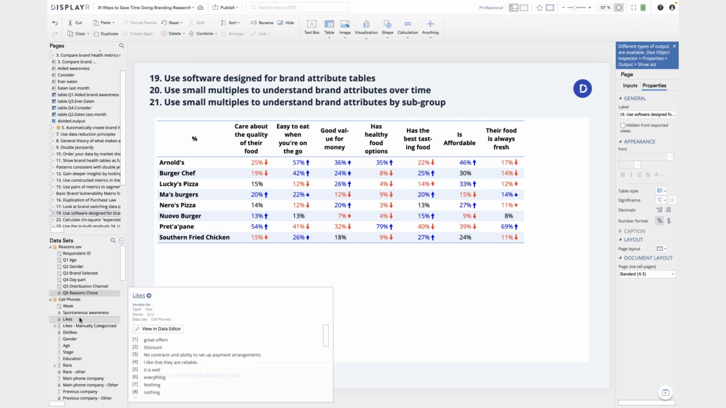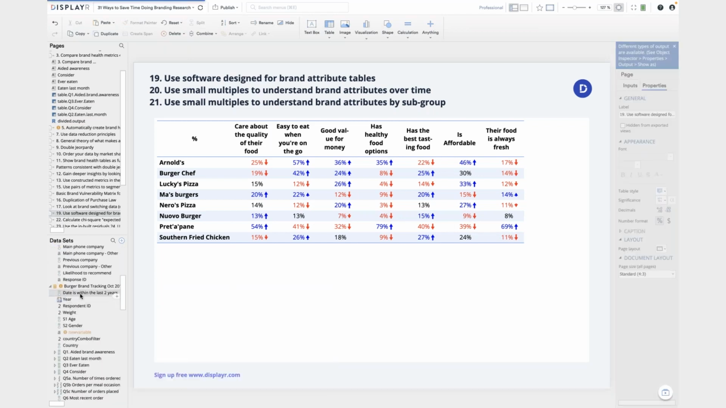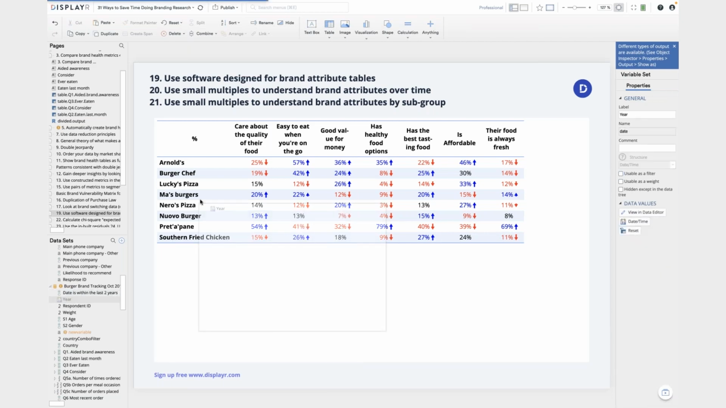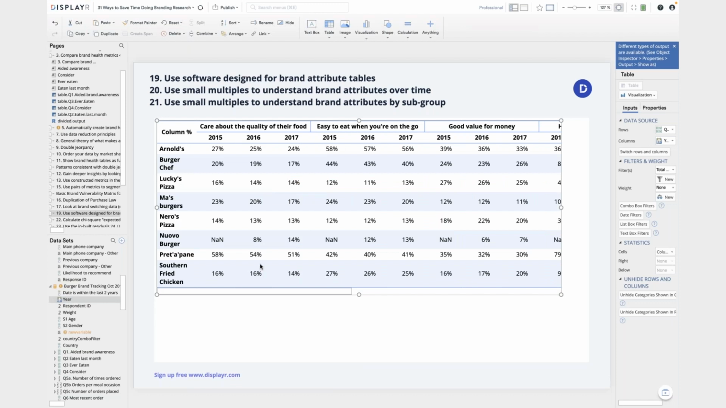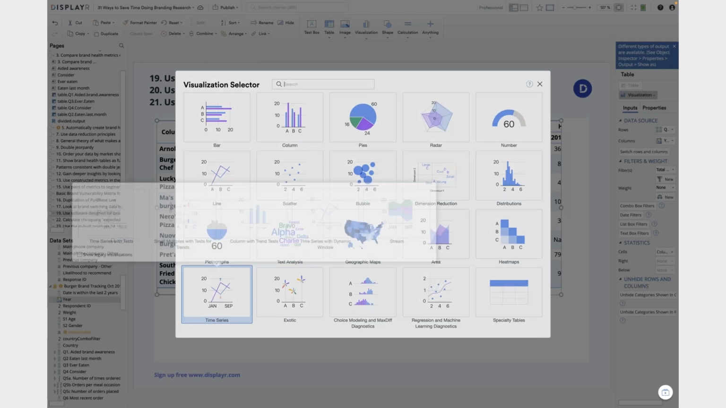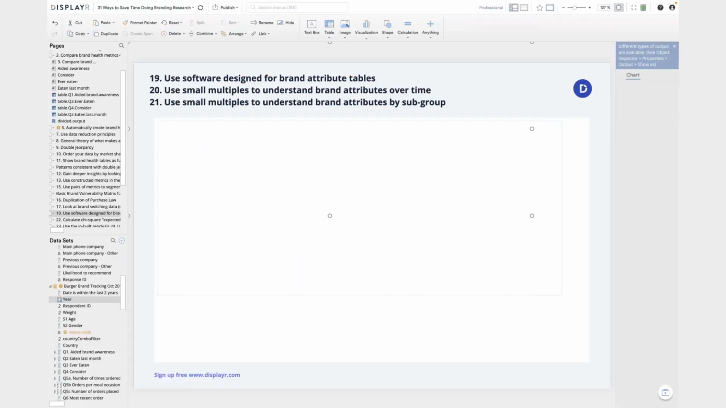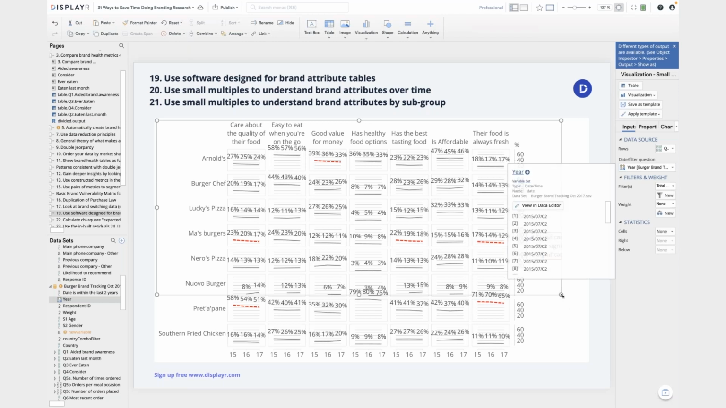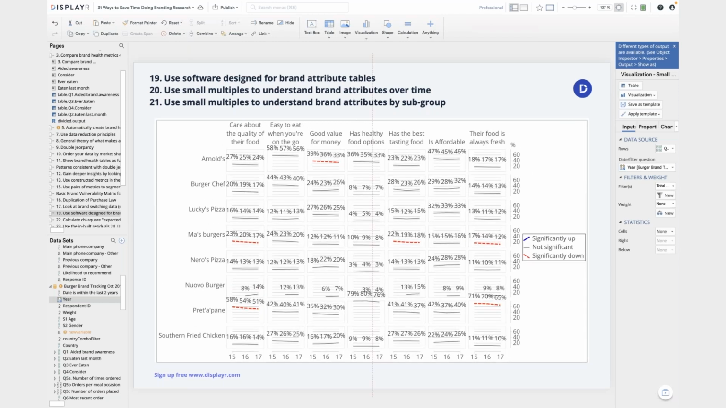So I'm going to drag across my year variable and create a massive crosstab. I've got to scroll by, and it's really too big to read, but I can visualize it using small multiples. So I'm going time series. And I've now got this great visualization. I say great from an informational point of view rather than a presentational point of view. If I look at Arnold's, I can see that Arnold's has got a statistically significant decrease in good value for money over time. So I've quickly looked at heaps of data and found the big stories in it.